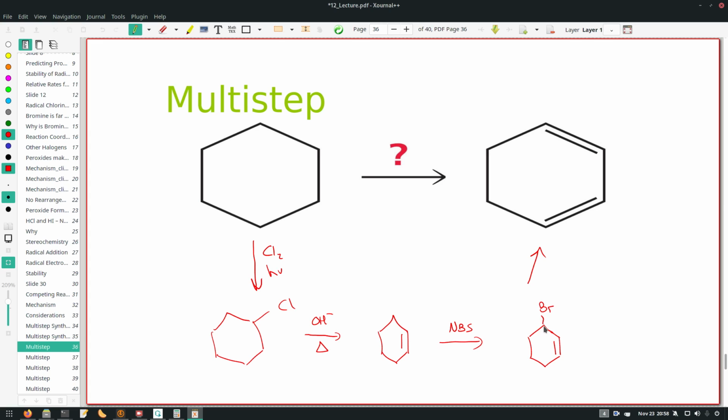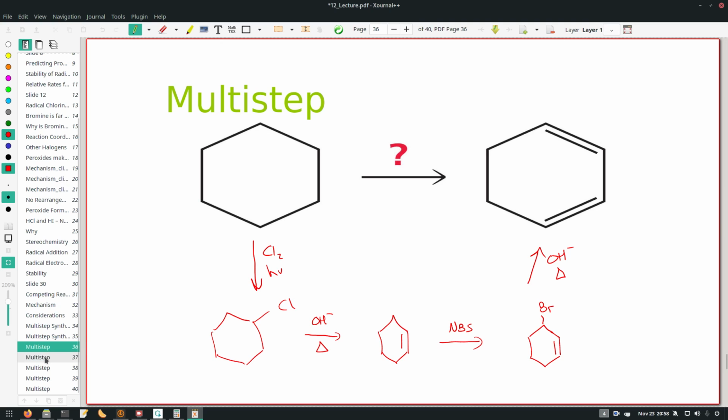And then how could we eliminate that? Guarantee E2? Well, OH and heat again. Matter of fact, it wouldn't even really require that much more heat because it would be, excuse me, that double single double. So it'd actually be a favorable process.